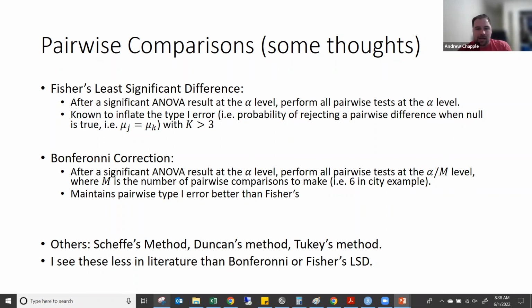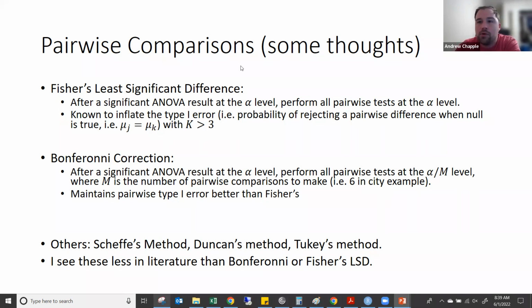0.08, something like that. Actually, let me just tell you. 0.05 divided by 6 is 0.008. So I'd be looking for a p-value to be below 0.008 for significance using Bonferroni's correction.